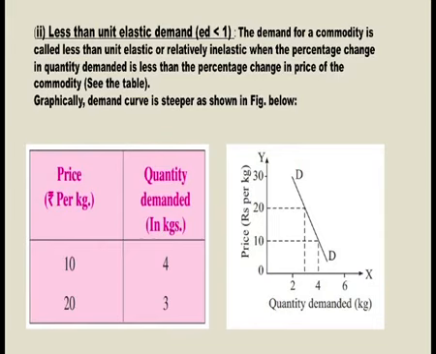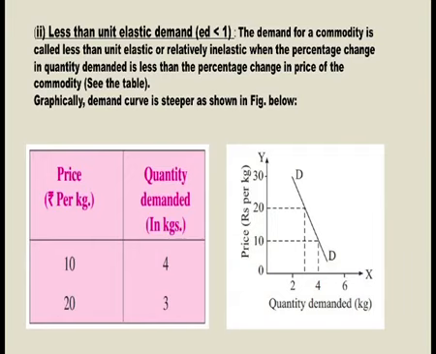In this case, the quantity demanded of a commodity increases, but less than proportionate to the decrease in price. That means the price of the commodity decreases, and quantity demanded increases, but not to that extent. You can see the table also. The price increases from 10 to 20, but the quantity demanded decreases only from 4 to 3.